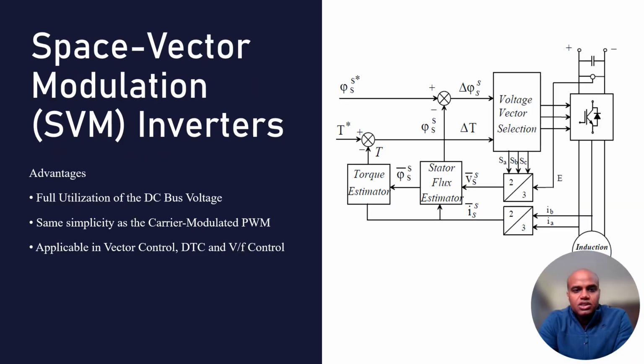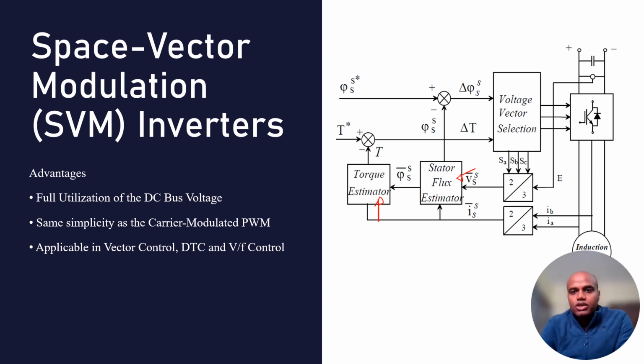As we have seen in our previous video, DTC directly controls the torque and the flux, and it does not require the DQ transformation, the Clarke transformation, and the Park transformation explicitly. Therefore, the computation is very simple as compared to FOC control. Here we can see that it directly estimates the stator flux and the torque by taking the feedback of the voltage vector.